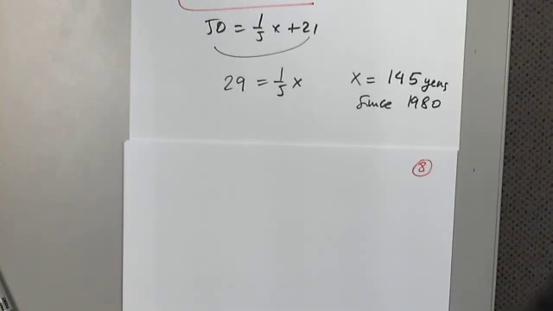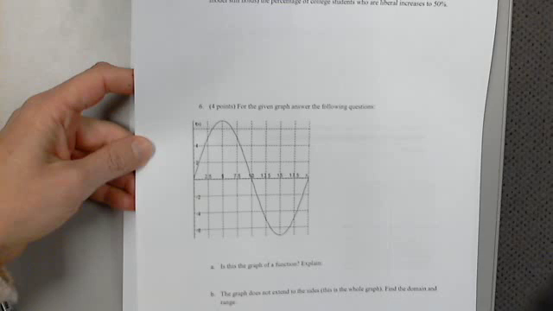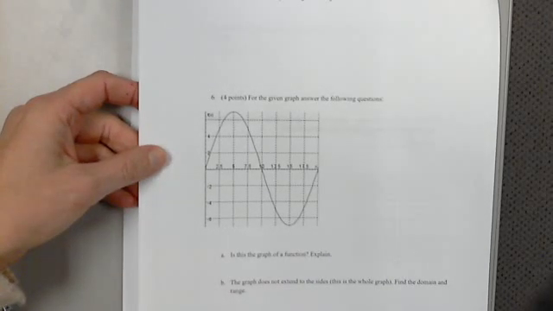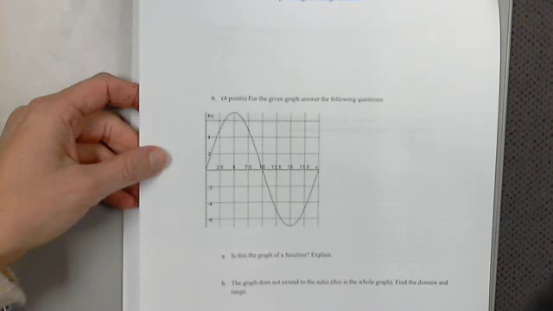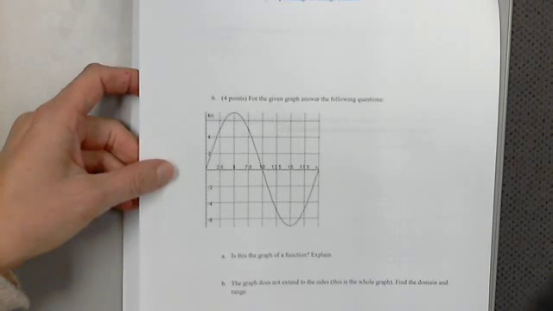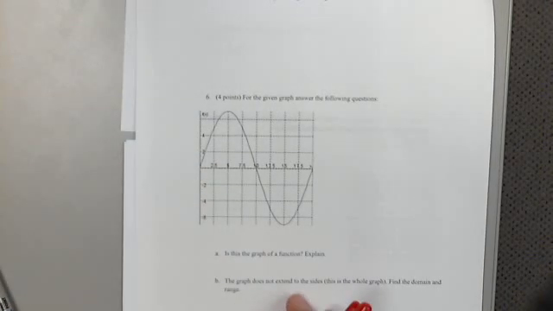Okay, next one. Number 6. Ready? Is this graph the graph of a function? Yeah. By the vertical line test, this is a function. Very good. The graph does not extend to the sides.